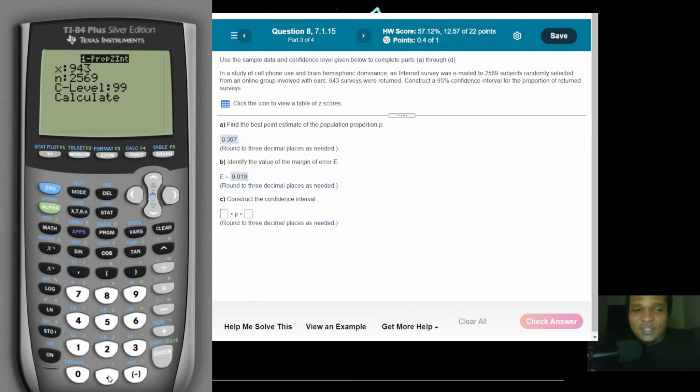And don't you just love this technology? We don't have to find any critical numbers like we did in the previous examples. Just put 0.95, or you can put 95. If you mess up, you can't go wrong, they know which one you meant. All right, calculate. There's our confidence interval right there.